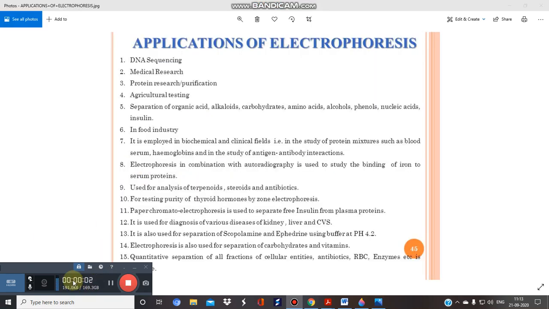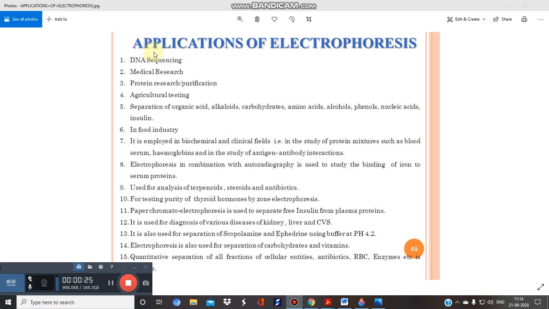I welcome you all to the part 3 video of electrophoresis. In this video tutorial, we are going to see some of the important applications of electrophoresis. So let's start. Electrophoresis is widely used in DNA sequencing, because in gel electrophoresis, we have covered the gel electrophoresis by giving an example of DNA, separation of DNA, or you can say the isolation of a particular DNA.